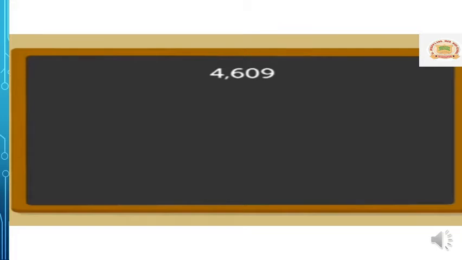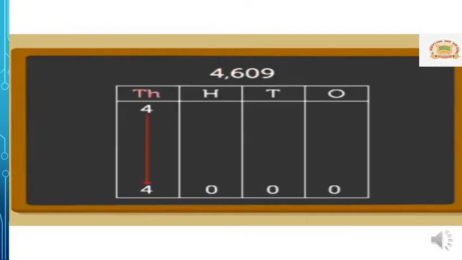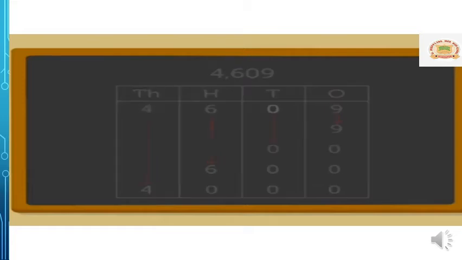The example is 4609. Let's arrange this in the place value chart. Read with me. 4609. 4 is on the thousands place, 4000, 6 is on the hundreds place, 600, on the tens place 0 means 0, ones place 9 means 9 only. So write this in the expanded notation. 4609. When 0 is there in any number, that value will become 0 only. 4000 plus 600 plus 9, because on the tens place 0 is there, so your tens place will not come here. So read with me. 4609. Hope you understand this.